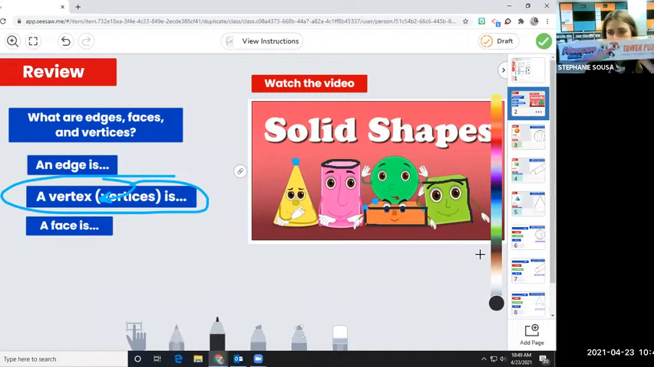It's a line segment. Okay, so this right here. Do, do, do, do, do, do, do. Ah! Y'all liked that, so I did it again. Okay, so edge, where two faces meet. All right, we've got edge, we've got vertice.